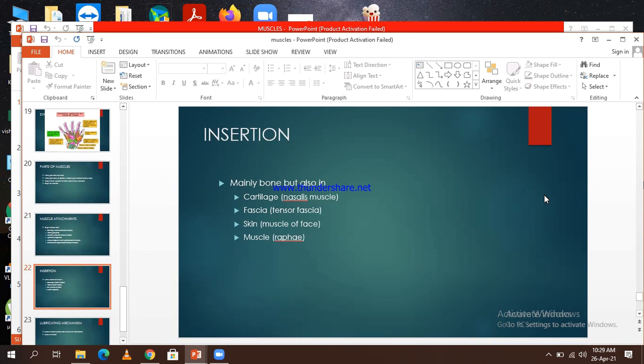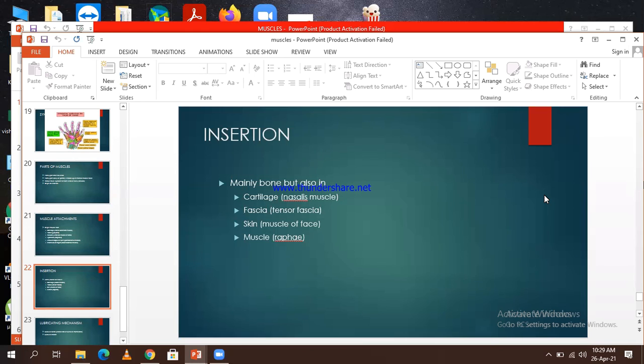Insertion is mainly into bone, but may also be into the cartilage. An example is nasalis, the muscles of the nose. Then it may be inserted in the fascia, like the tensor fasciae lata, and may be inserted in the skin. The muscles of the face are inserted in the skin, and that gives you the facial expression, because the skeletal muscles are inserted in the skin of the face.